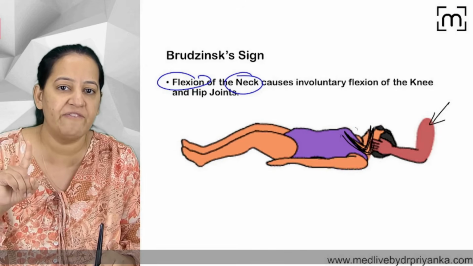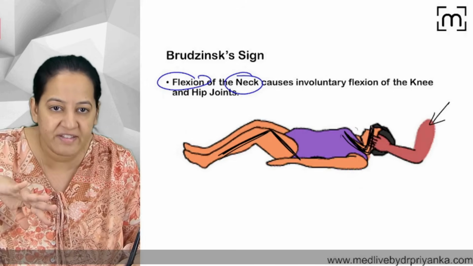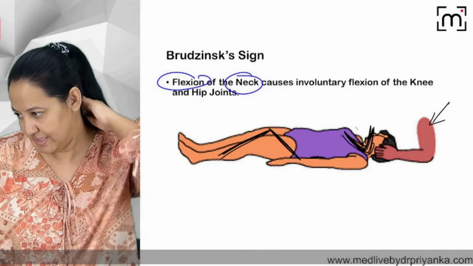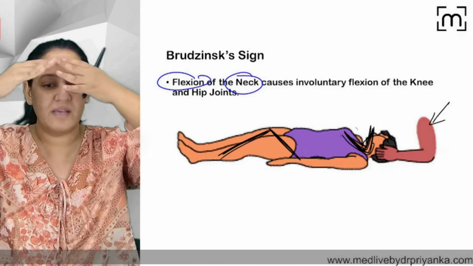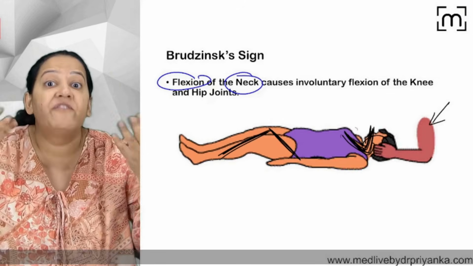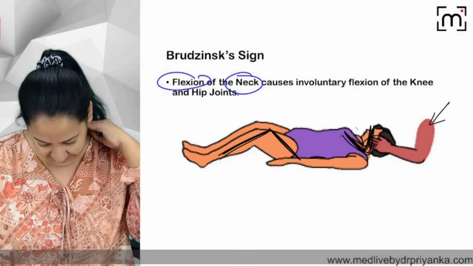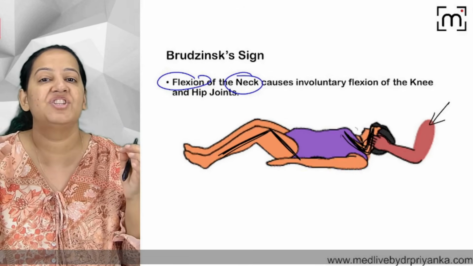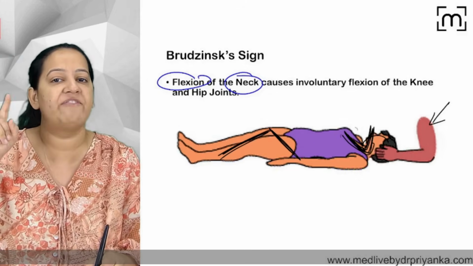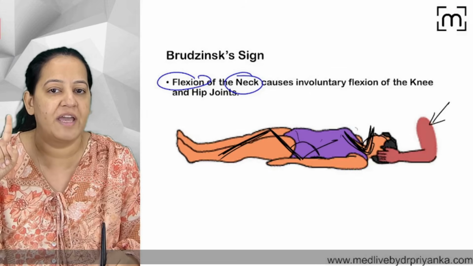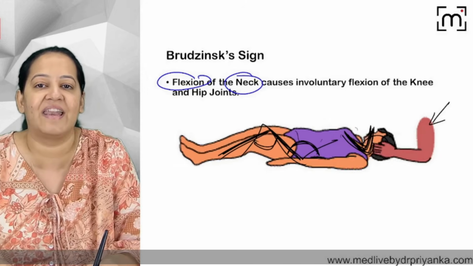There is involuntary flexion of the hip and involuntary flexion of the knee joint whenever the neck is flexed. Why is it happening? Because the meninges, which cover the brain as well as the spinal cord, are inflamed and have pus in them. So whenever we flex the neck of the patient, the meninges get irritated. It is known as meningismus. Because they get irritated, there is involuntary flexion of the hip joint and the knee joint on flexing the neck.